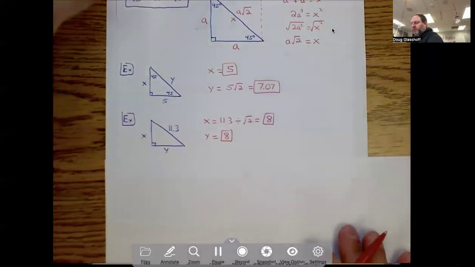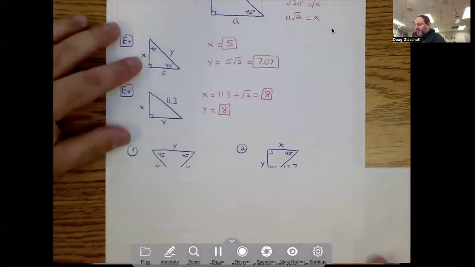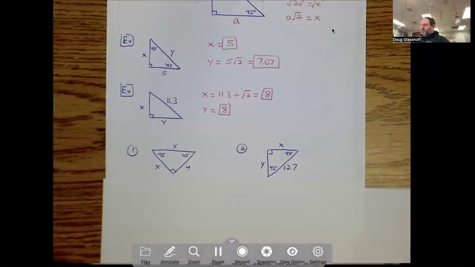Okay. So go ahead and take a minute here. Figure out x and y in both of these. Go ahead and pause the video. Work those two out. Come back. We'll take a look at it.